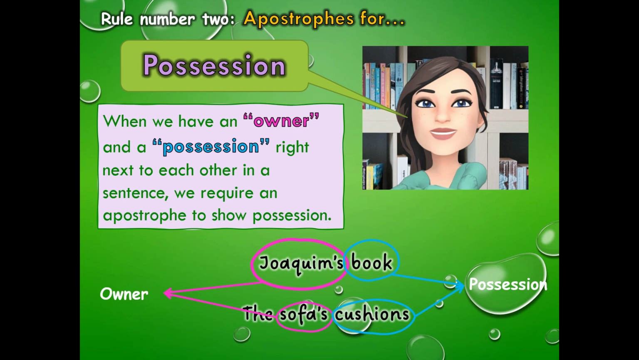You will notice that the apostrophes for possession are on the owners. And this is something that does not change. So think to yourself, always the owner, never the possession. The apostrophe always goes on the owner, never the possession.